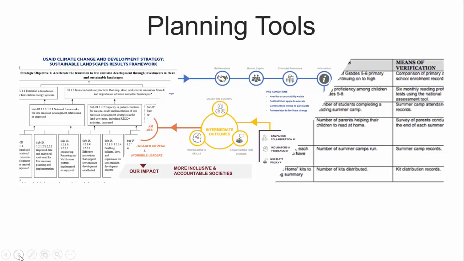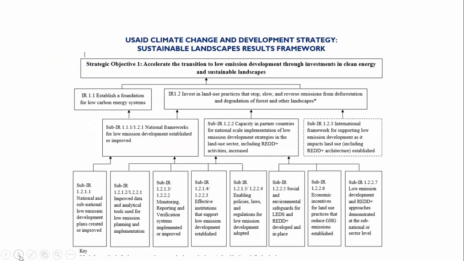I know you can't see them clearly, but now let me give you a clearer picture. This is an example of a USAID climate change project. This image is all over the internet, guys. So if you search results framework USAID, this thing will pop up. So this is an example of a results framework.